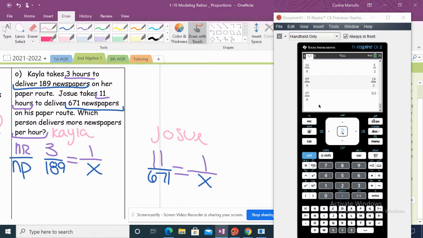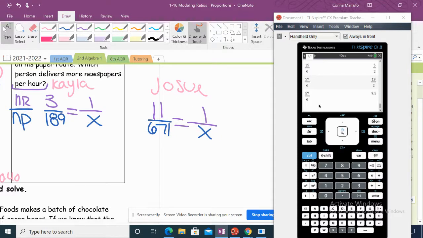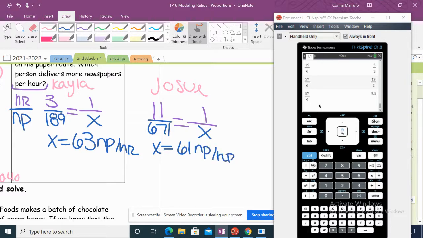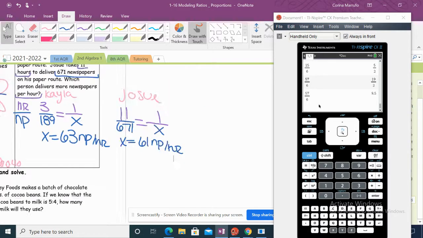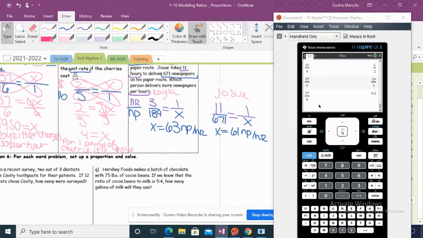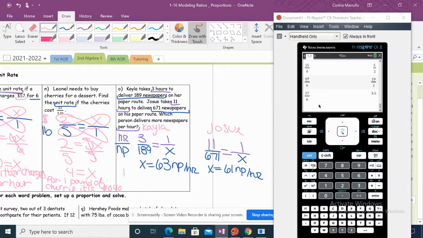Alright, did you guys get Kayla's rate? Not yet. What'd you guys get? X equals 63. So that means that she's delivering 63 newspapers every hour, per hour. What did you guys get for X here? 61, so that means that Josue is delivering 61 newspapers per hour. Who's delivering more newspapers in an hour? Kayla. So it says, which person delivers more newspapers per hour? Kayla. Alright, you guys can go ahead and go on your break.